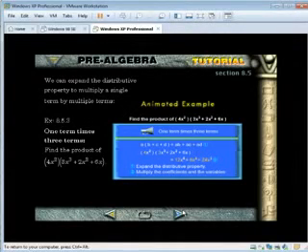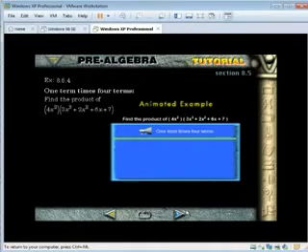4 times 3 equals 12. X squared times x cubed equals x to the fifth. 4 times 2 equals 8. X squared times x squared equals x to the fourth. 4 times 6 equals 24. X squared times x equals x cubed. Then write the sum of the products.